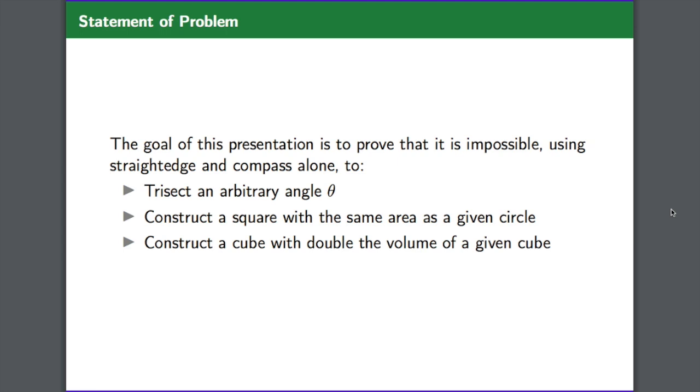The first is trisecting an arbitrary angle theta. This basically means if we have an angle, it is impossible to divide it into three equal parts. The second is constructing a square with the same area as a given circle. This is commonly known as squaring the circle. If you give me a circle, I can't give you a square with the same area using straight edge and compass. And finally, we have constructing a cube with double the volume of a given cube. If you give me a cube, I can't give you back a cube with double the volume using straight edge and compass.